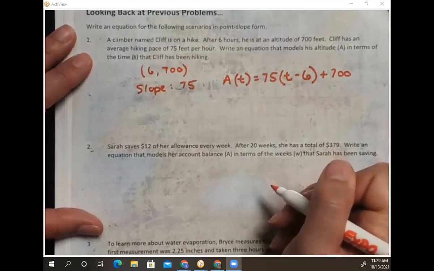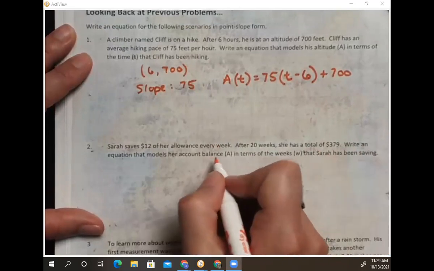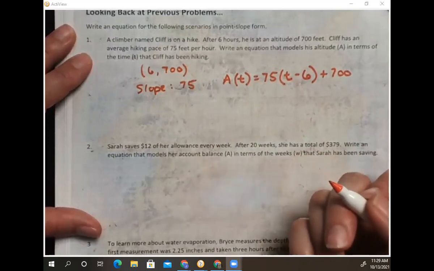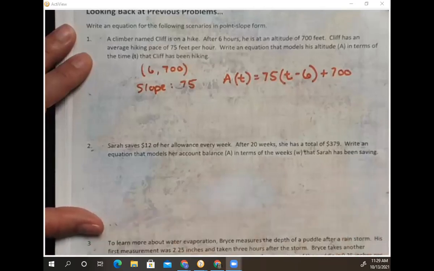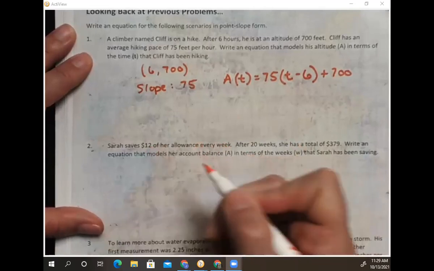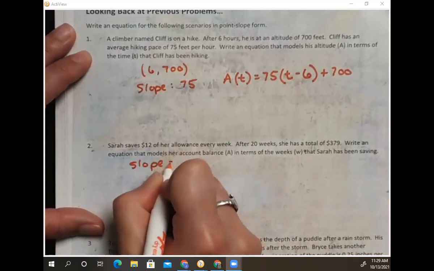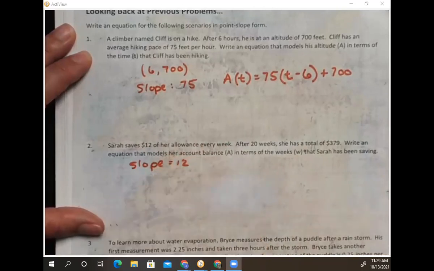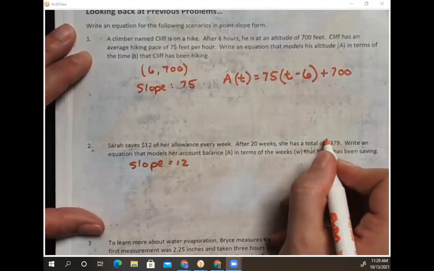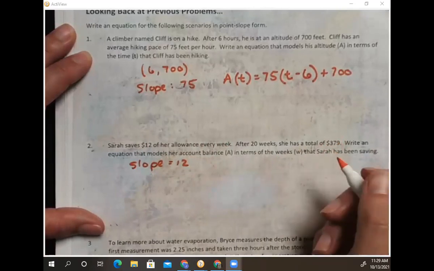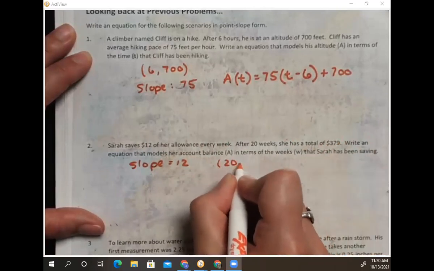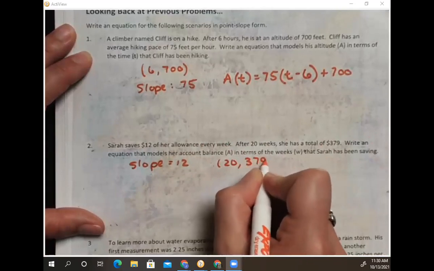Number 2, same idea. Sarah saves $12 of her allowance every week. If I'm doing something every week, that's a rate of change, right? When we did some practice with writing slope intercept form last week, we said that recurring value, the one that repeats, is our slope. And so every week I save $12, that's a repeating value. So my slope is 12. And then it says after 20 weeks, she has a total of $379. That's a point, 20, 379.